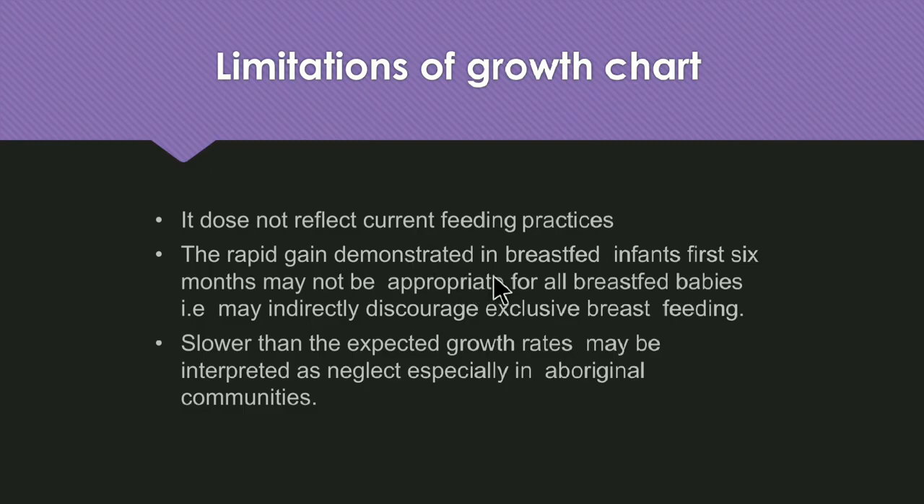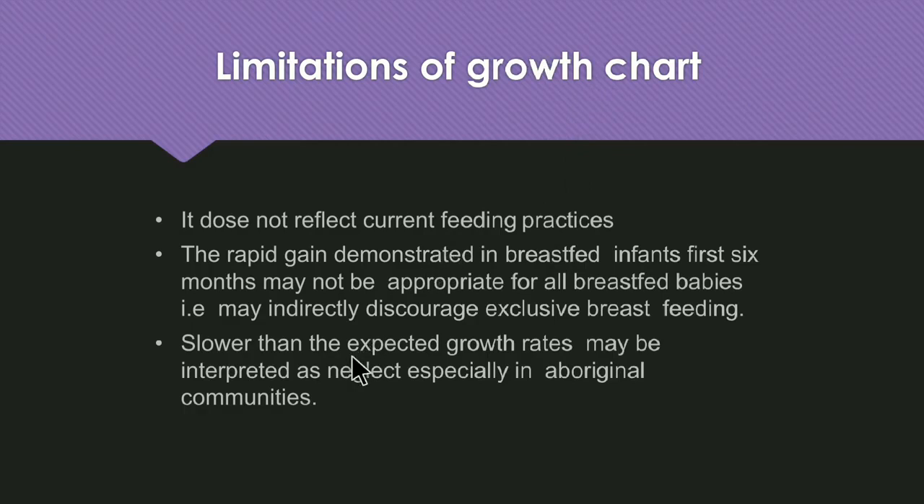The second drawback is that, suppose two children are being breastfed exclusively. One breastfed child is having proper normal growth, but the other, which is also exclusively breastfed, does not have proper growth. Then the mother of that child will think that because the child is having exclusive breastfeeding, the growth of the child is not there. So the mother will be tempted to give outside food, which can be very dangerous to the child. So it can discourage exclusive breastfeeding practices in the mother, particularly if the child is not having proper growth. That is one major disadvantage of the growth chart.